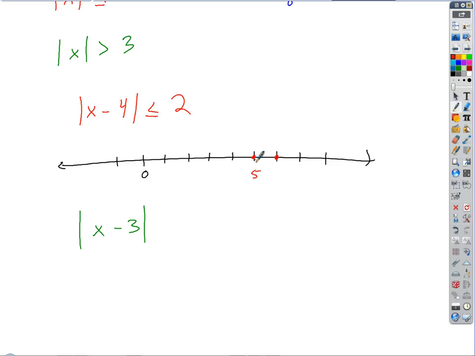What's that one? -2 does not work. -2 minus 4 is -6, and the absolute value of -6 is 6. 3 works. Does 6 work? I think you're marking the wrong points. Oh, I am, you're right. I am marking the wrong points.